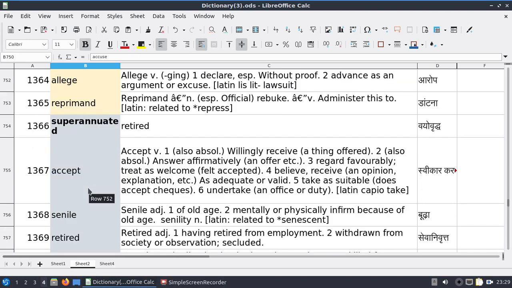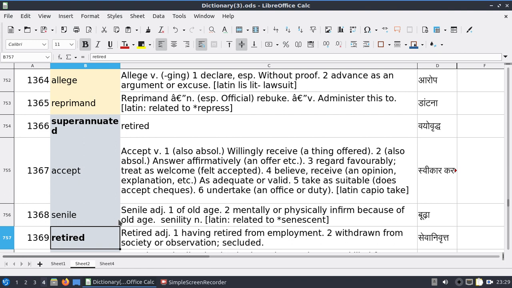Superannuated means, annuated means years, right? Superannuated. He has completed all the years. That means he has retired. Accept is nothing to do with retirement. Senile. Senile is also related to old age. It is old age. It's not about retirement. Retired is actually retired only. Superannuated means retired. Senile means old age.